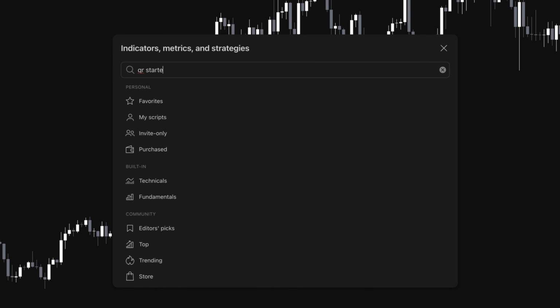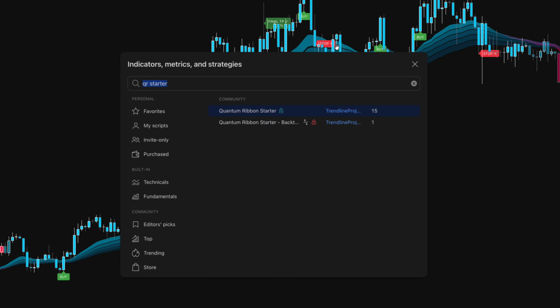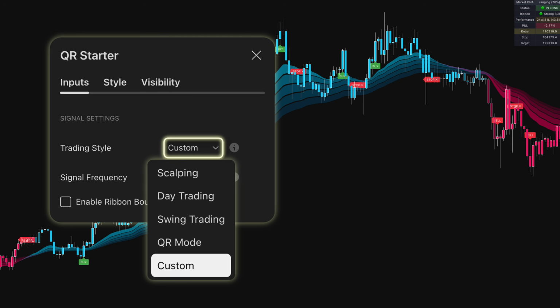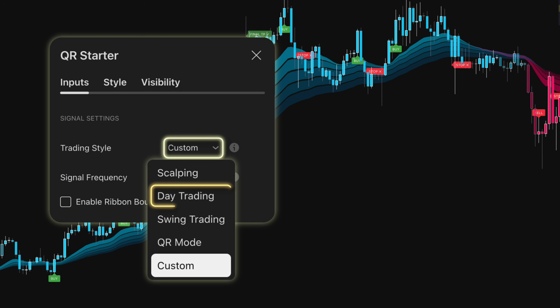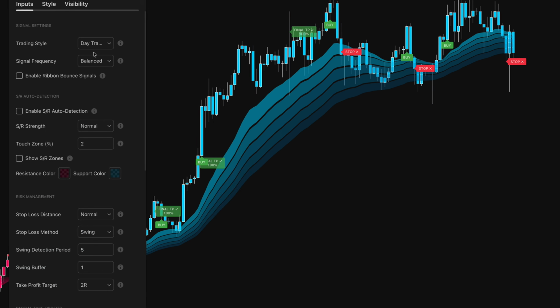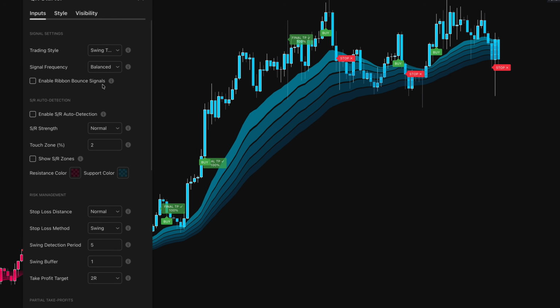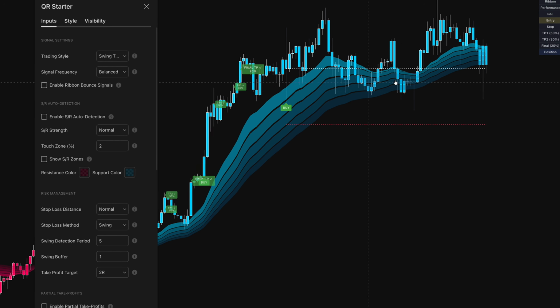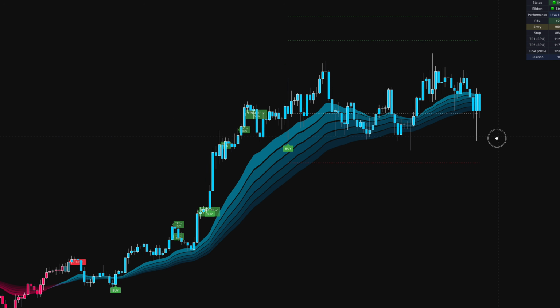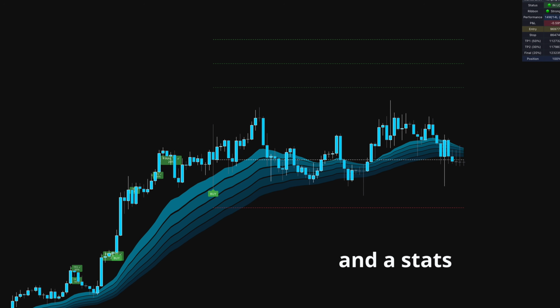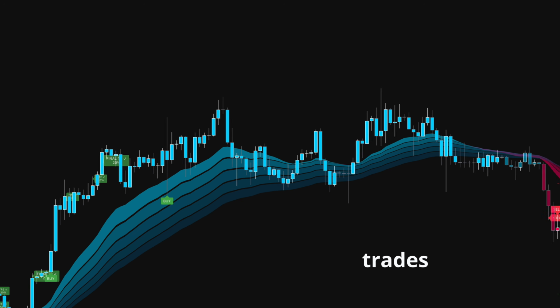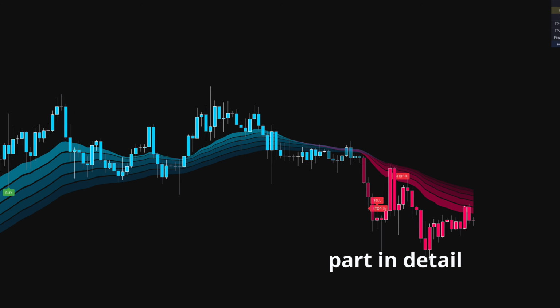If you just want to get running, add Quantum Ribbon Starter to your chart. Go to Settings, find Trading Style, and pick the preset that matches how you trade: scalping, day trading, or swing trading. That's it. The system configures signal frequency, stop-loss method, stop distance, and take profit targets automatically. You'll see the ribbon on your chart, signals when conditions align, and a stats table tracking your trades. Rest of this video explains each part in detail.